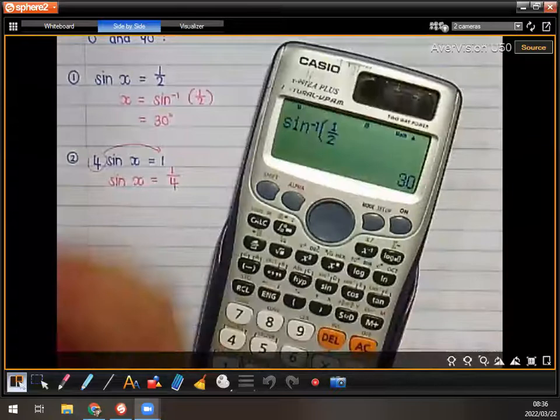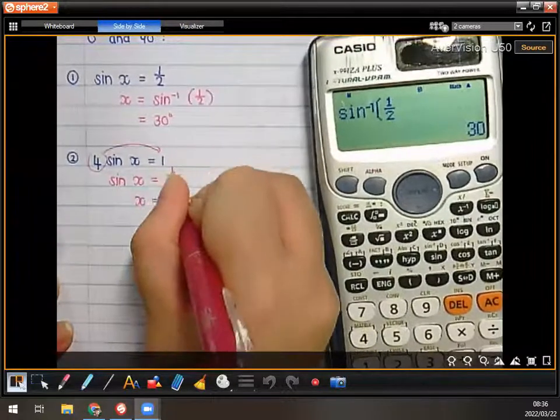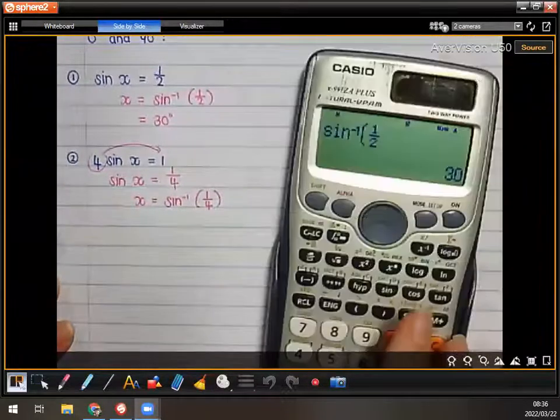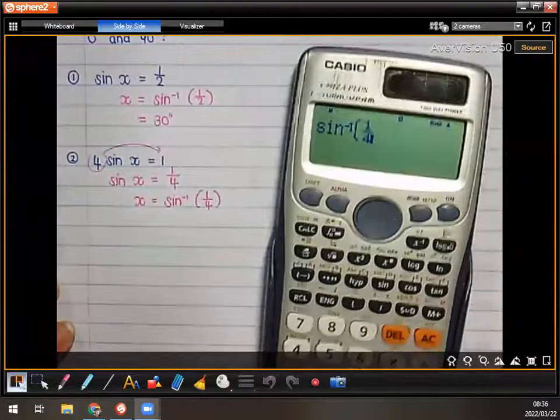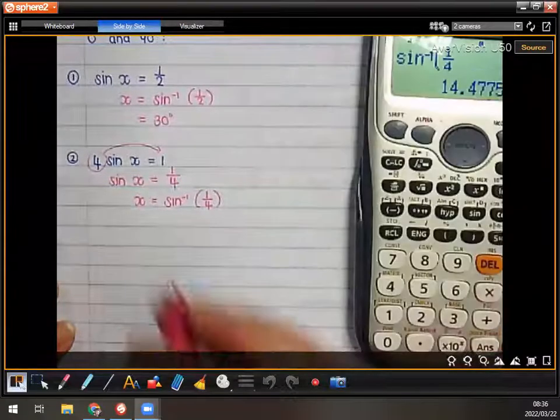Then we're going to do shift sine. So let's just write that down, of a quarter. So I'm going to be sneaky. I'm just going to change that 2 there to a 4. Equals 14,48 degrees.